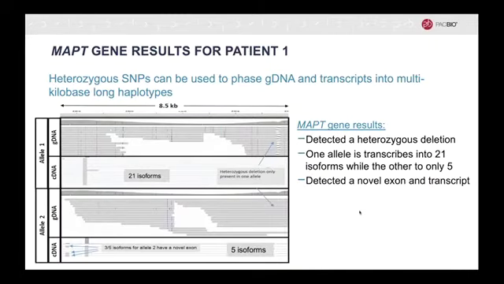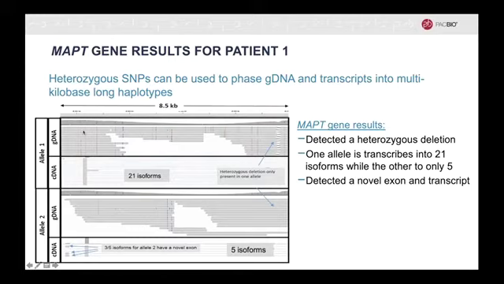Now, looking in more detail at the results, the MAPT gene is one of the candidate genes. So here's patient 1. And what we found is, again, because we have long reads, you can see all the different variants, including the SNPs here.